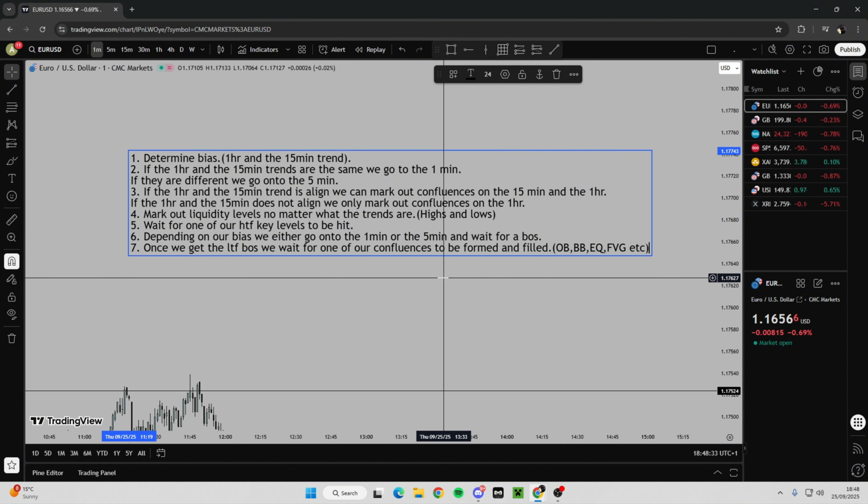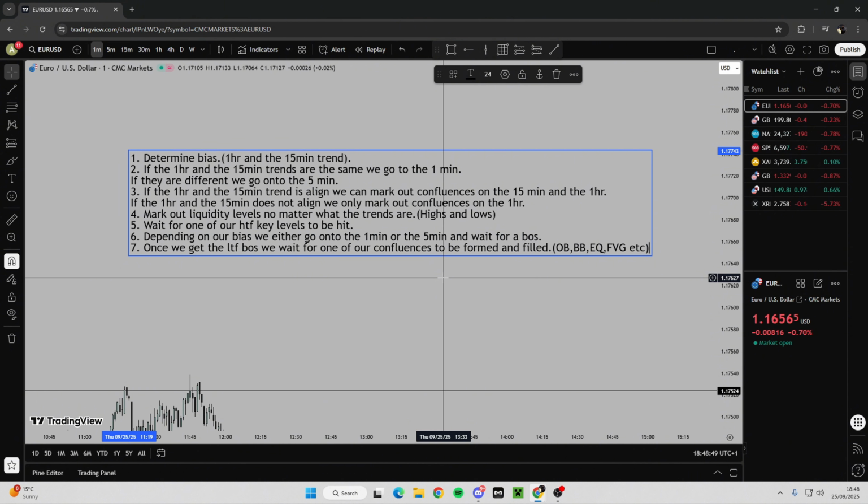Yep. So once we get the low time frame break of structure, we wait for one of our confluences to be formed and filled: order block, breaker block, equilibrium, and fair value gap.